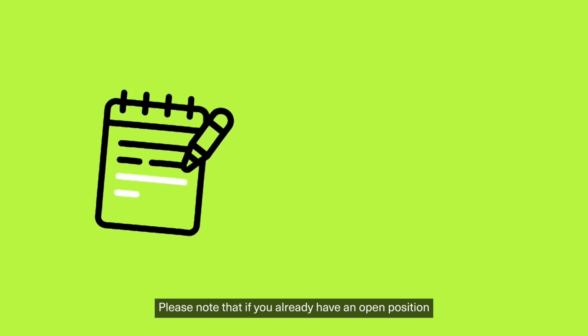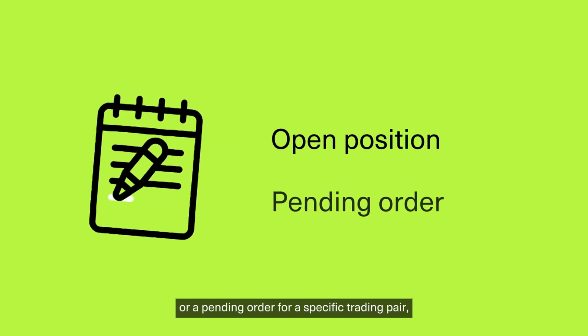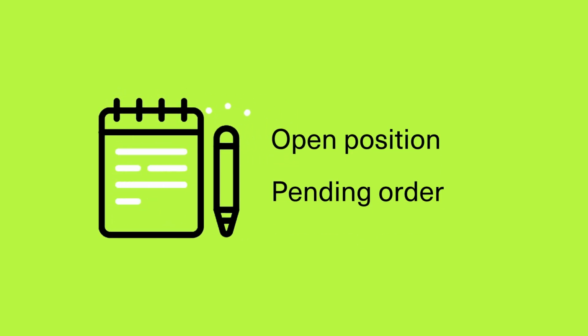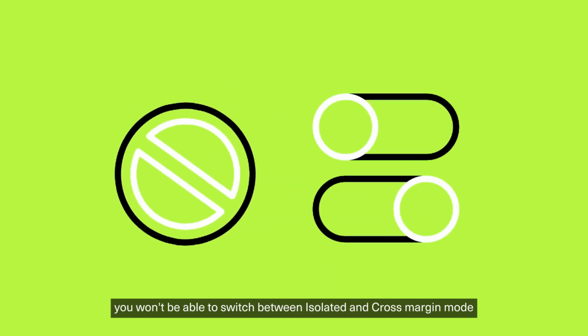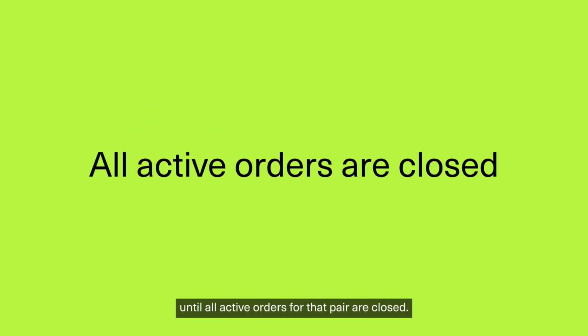Please note that if you already have an open position or a pending order for a specific trading pair, you won't be able to switch between isolated and cross margin mode until all active orders for that pair are closed.